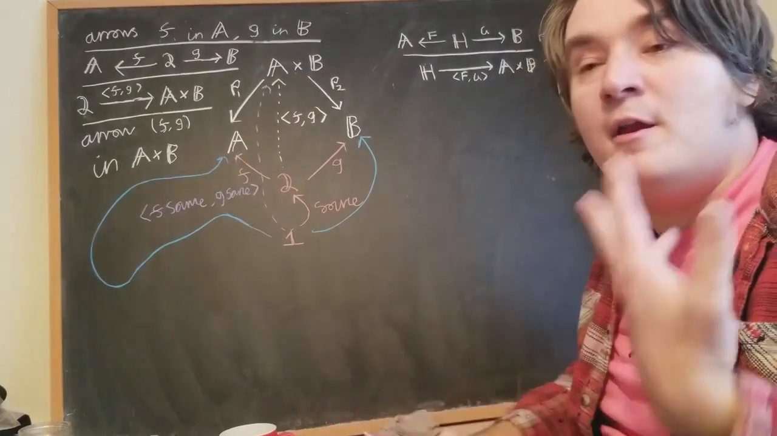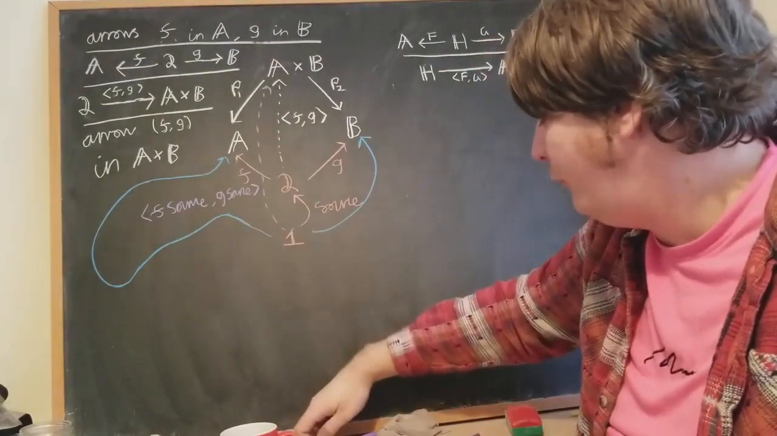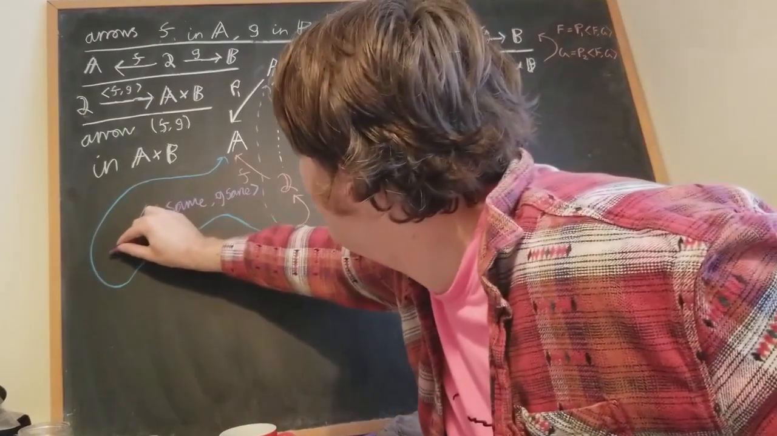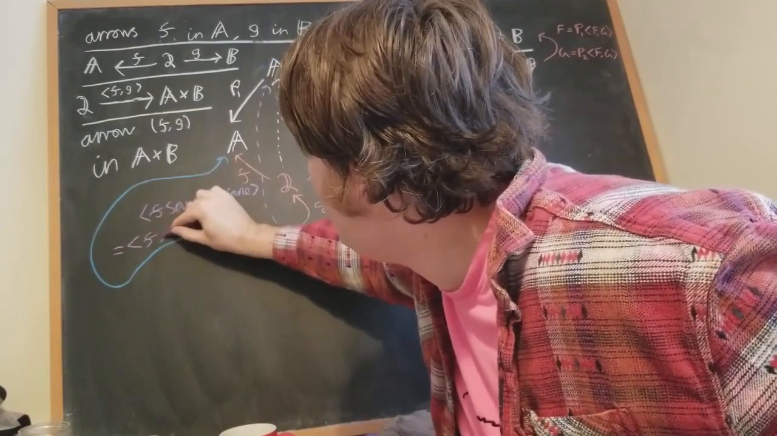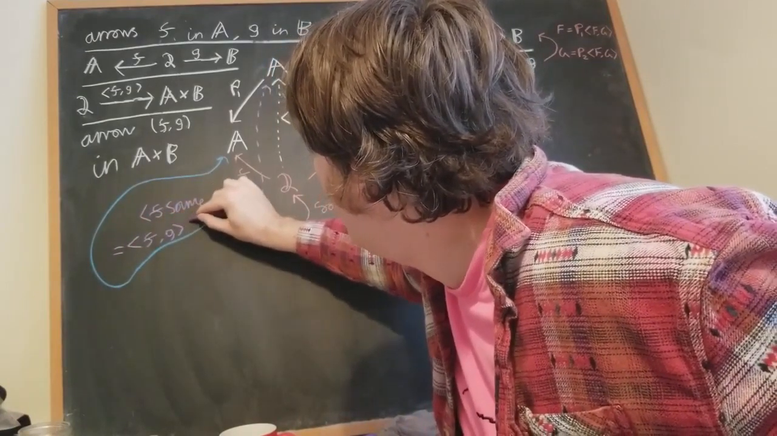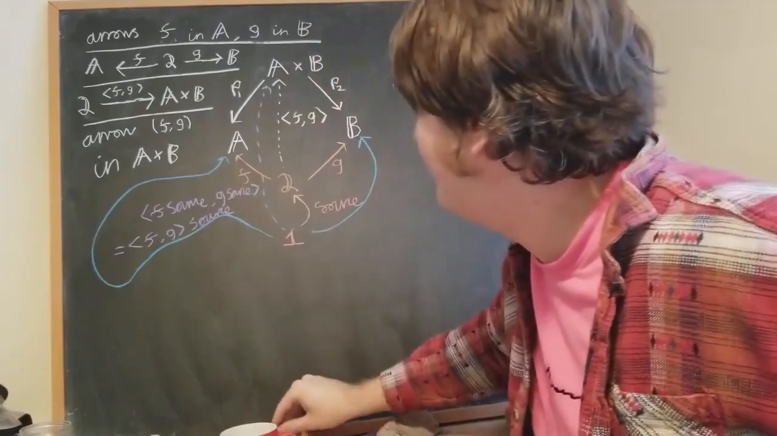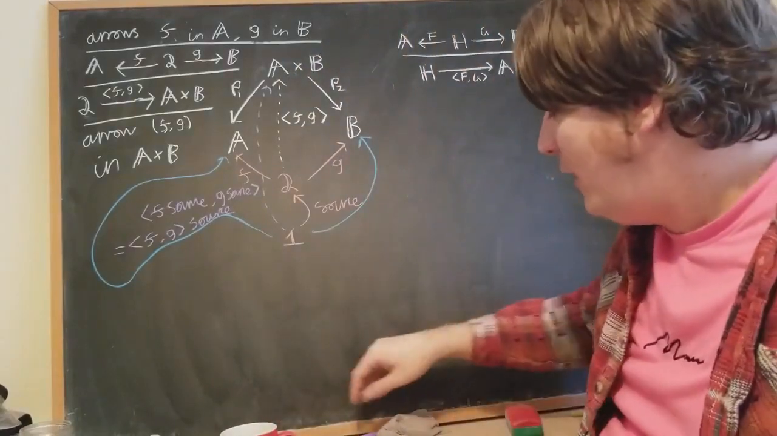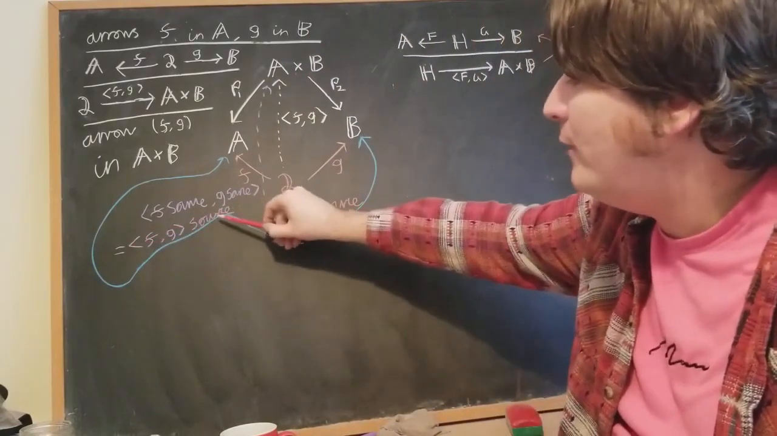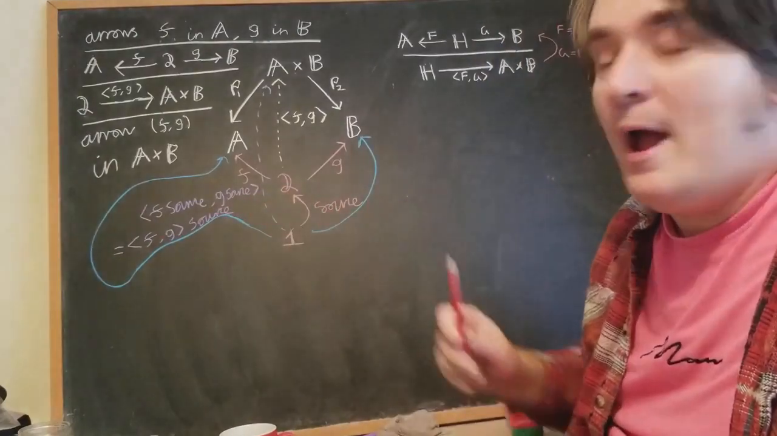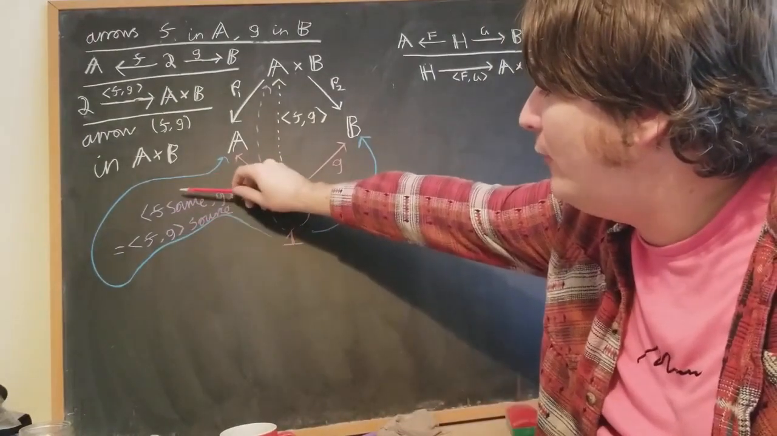Now, it's an important and general result about products that this can also be written as F, G after source. Because this arrow here also has the property that if we do P1 after it, we get F after source, and if we do P2 after it, we get G after source. So these two arrows are the same.